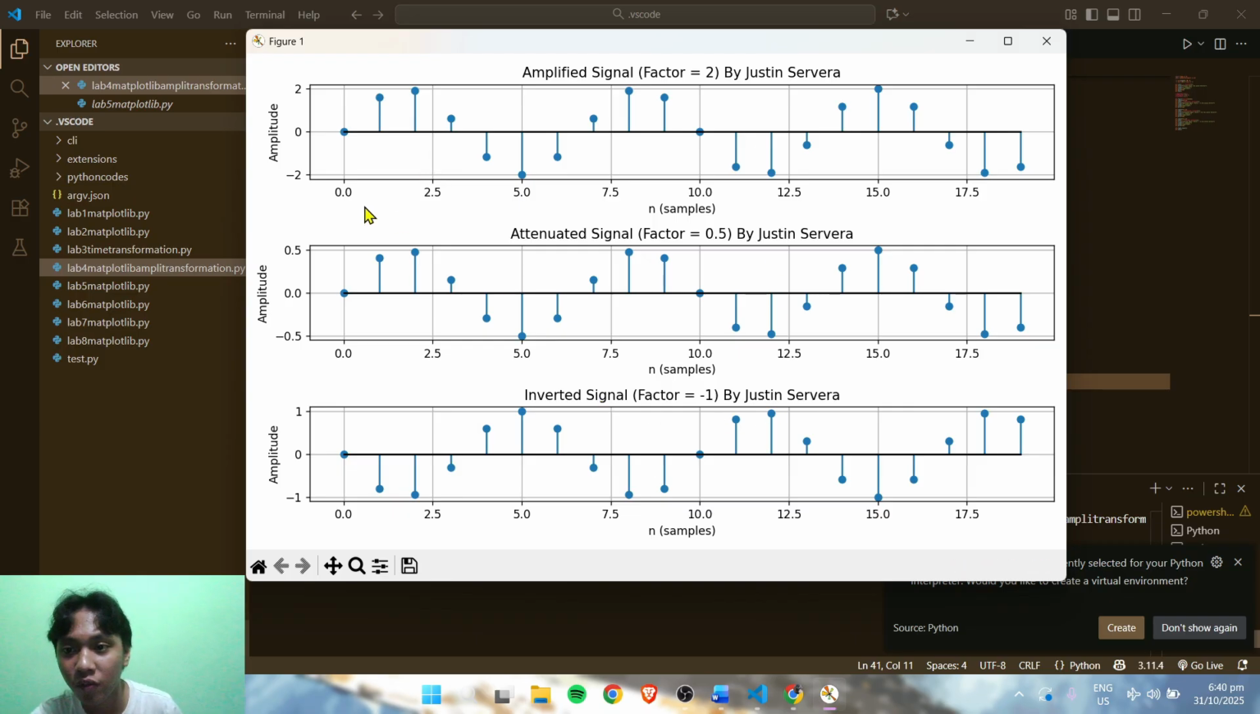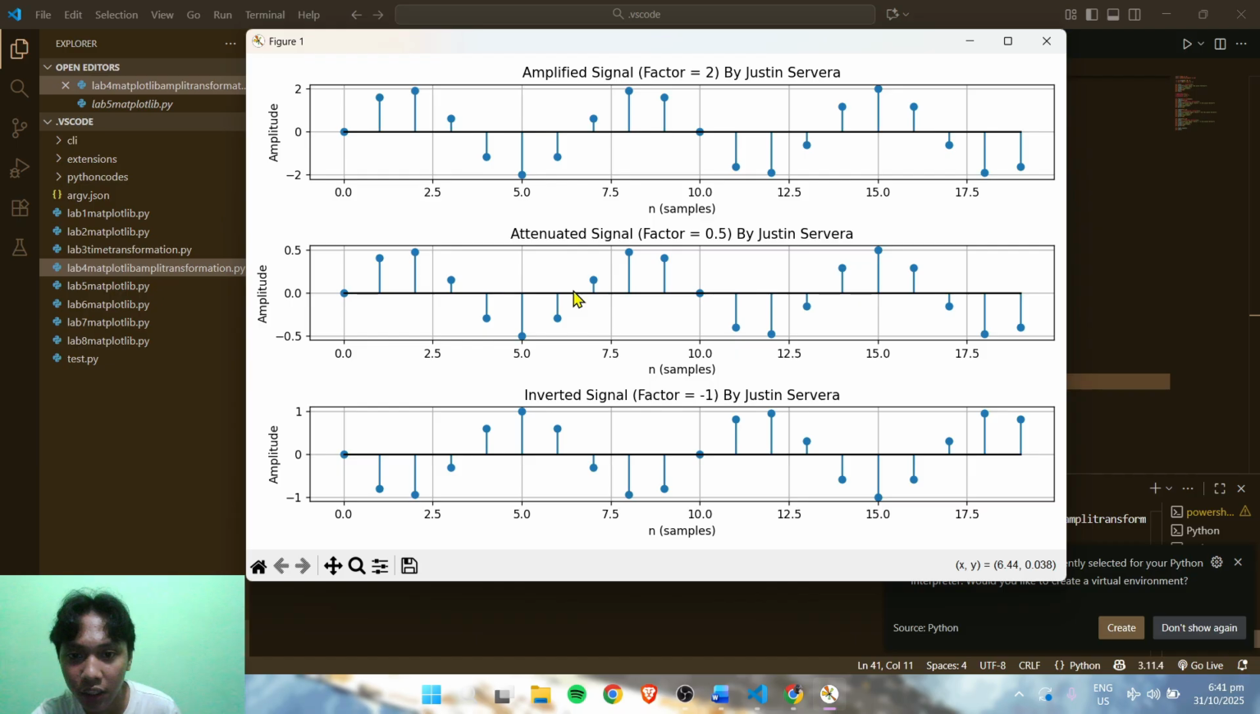You can see visually here that the waves from the amplified are taller than the attenuated because the height of the waves jumps to 2 and -2. And for the attenuated, the signal is shorter because it only reaches about 0.5. And for the inverted, all the positive signals are now negative.